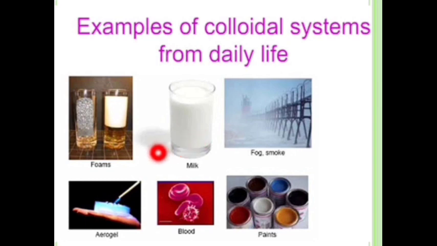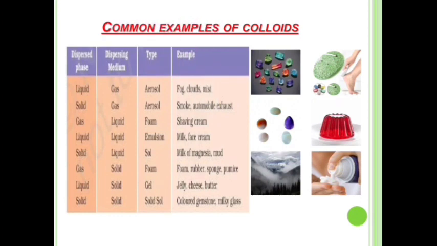Now let us see various examples of colloidal solutions from our daily life. Foams, milk, fog, smoke, aerogel, blood, paints, these are all examples of colloidal solutions. Now let us study various types of colloids and their examples. There are various types of colloids on the basis of dispersion medium and dispersed phase. The dispersion medium is like the solvent component of the colloid, and the dispersed phase is like the solute component.